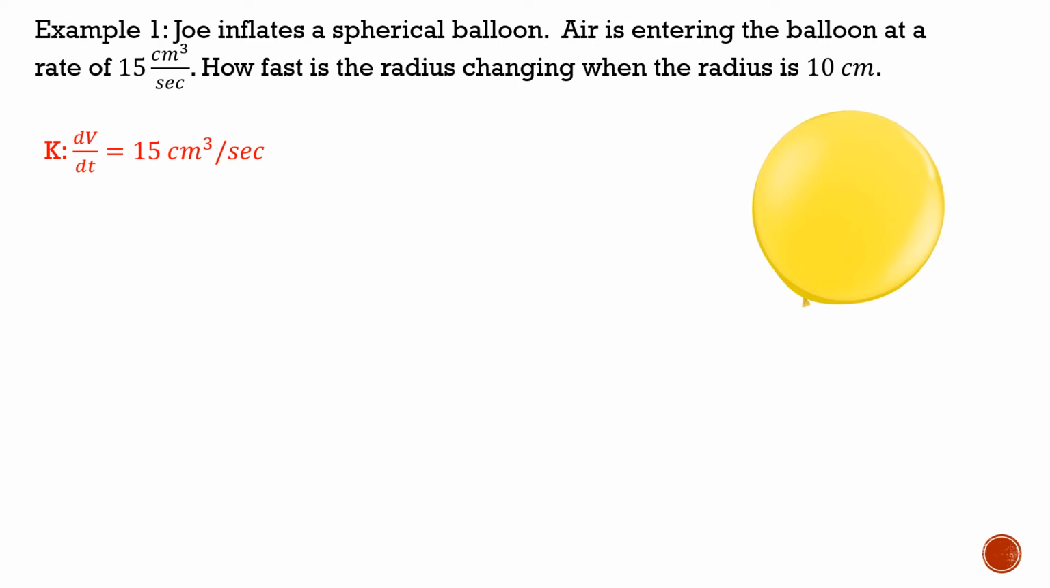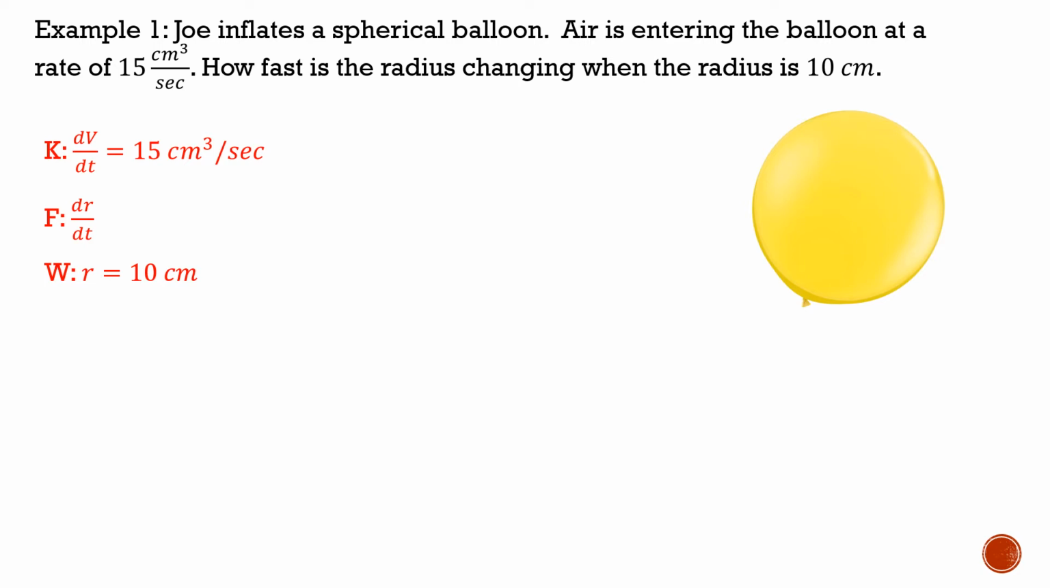Next, I want to see what they want me to find, what they're asking for in the problem. So in that second sentence of the problem, it says, how fast is the radius changing? So that means I'm trying to figure out the rate of my radius, or dr/dt. And then continuing on that second sentence, it says when the radius is 10 centimeters. So my W, or my when, is radius equals 10 centimeters.